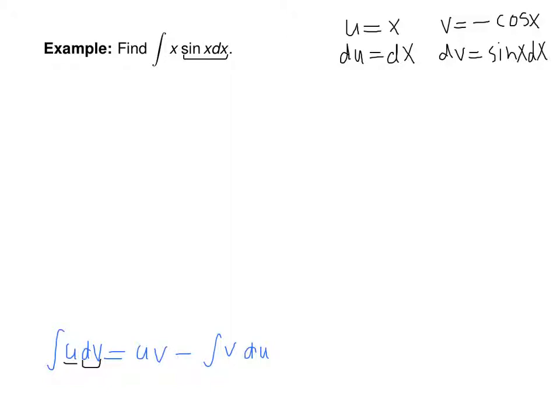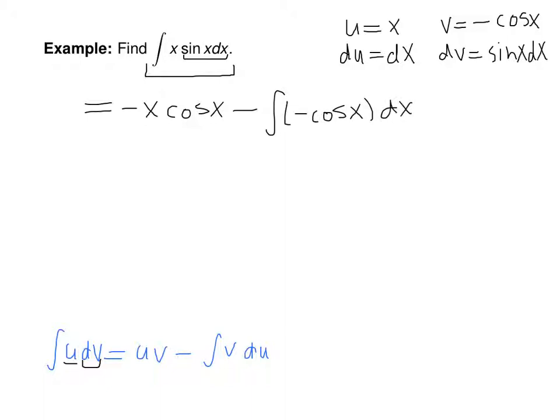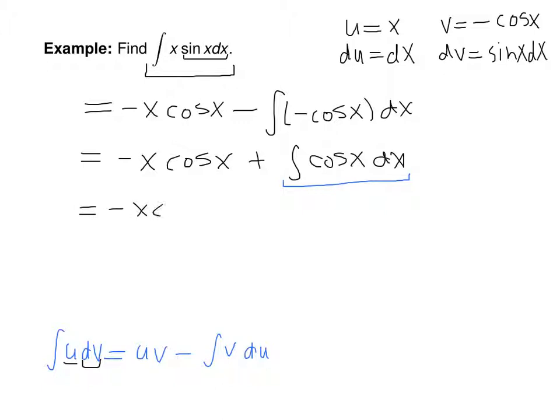So the formula tells us that this integral is the same thing as uv, so negative x cosine x, minus the integral of v du, so negative cosine x dx, so negative x cosine x plus the integral of cosine x. Now this second integral is something that we can actually find. So we have negative x cosine x, and the antiderivative of cosine will be sine, plus c.